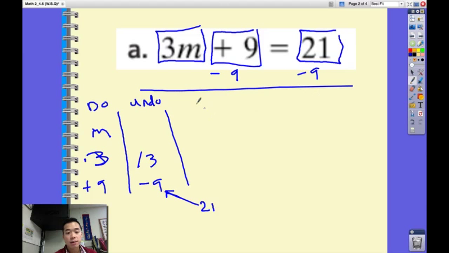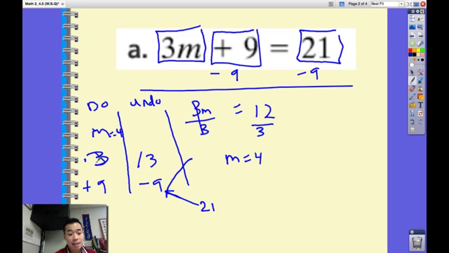And you get, bring everything down, 3m, that cancels out, is equal to 21 minus 9, which is equal to 12. And then I know that the next thing I need to do is divide by 3. So divide by 3. I'm just following the undo column, starting from the bottom up. This cancels out. I get m is equal to 4. Then we'll put that in my table, 4.